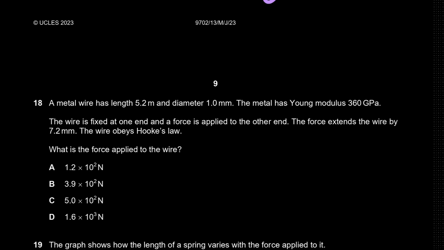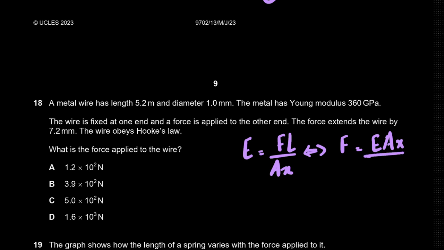So here we have Young modulus given. So the first thing that comes to mind is this equation. And now you can rearrange to make force the subject. So F equals EAx over L. E is given as 360 giga, so 360 into 10 to the 9. Area is not given. You have to find it using the diameter.